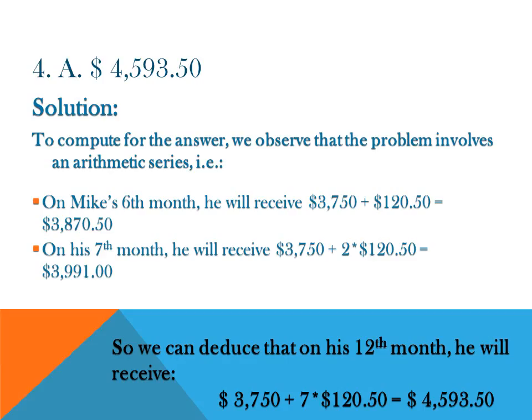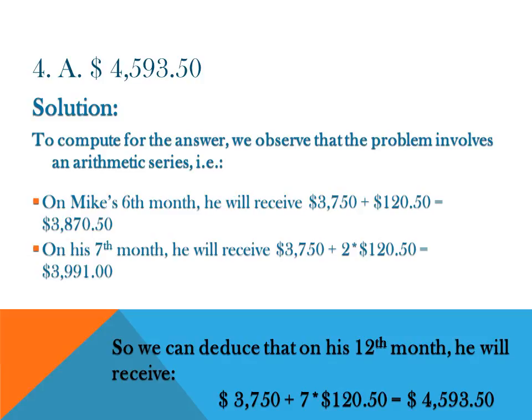To compute for the answer, we observe that the problem involves an arithmetic series. On Mike's 6th month, he will receive his monthly salary of $3,750 plus his additional raise of $120.5, which will be equal to $3,870.5. While on his 7th month, he will receive a monthly salary of $3,750 plus twice his $120.5 raise, which will equal $3,991.